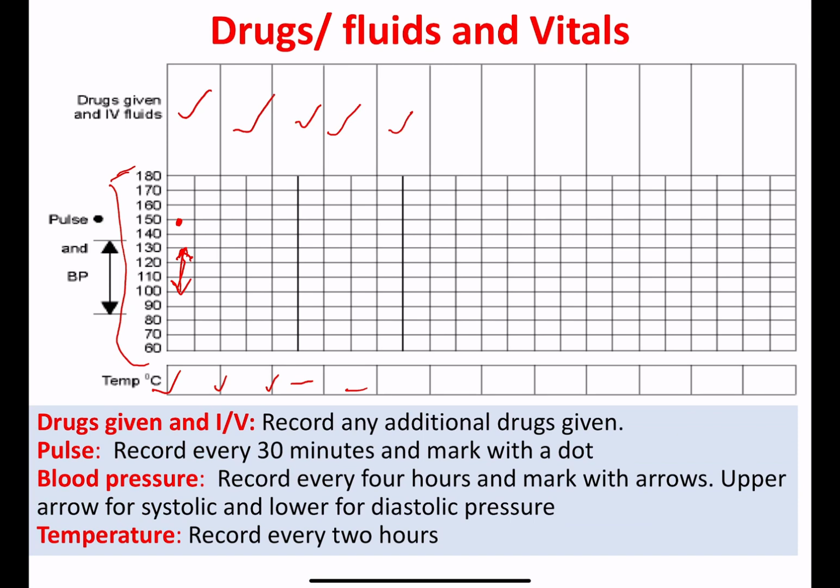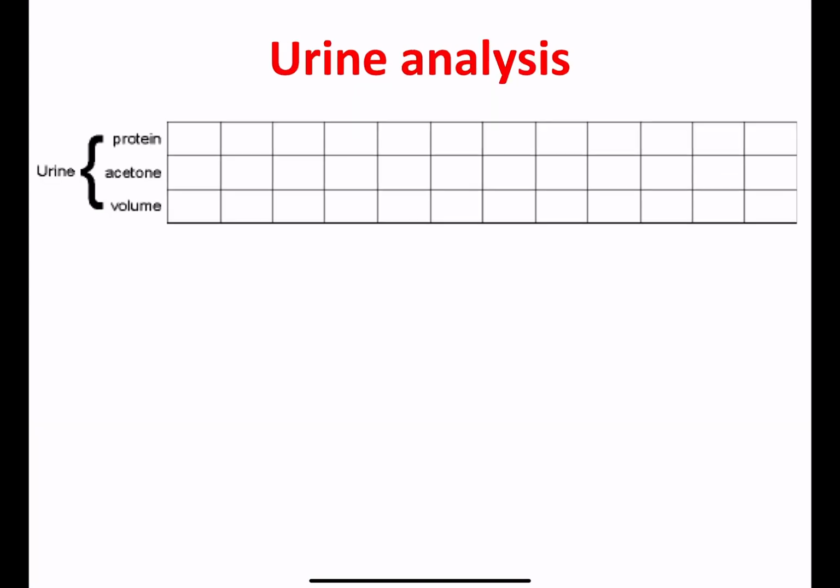And very important information: the pulse of the mother has to be recorded every 30 minutes, the blood pressure has to be recorded every 4 hours, and the temperature will be recorded every 2 hours, because the pulse is an initial sign which will indicate any feature of maternal distress related to shock syndrome.